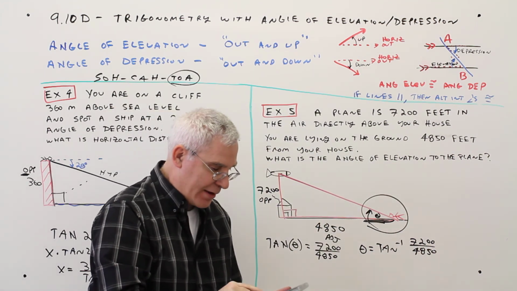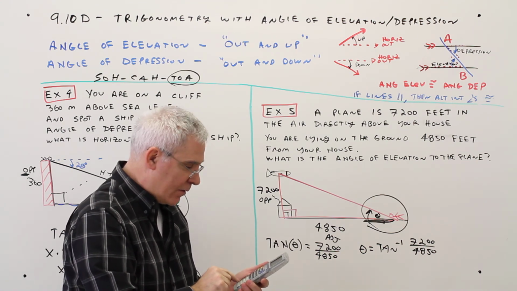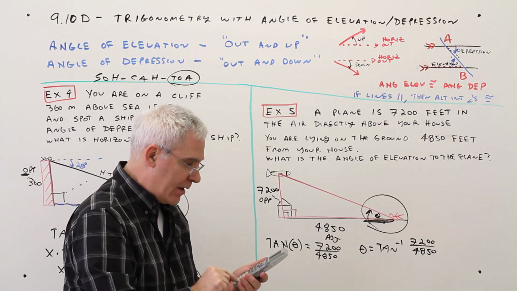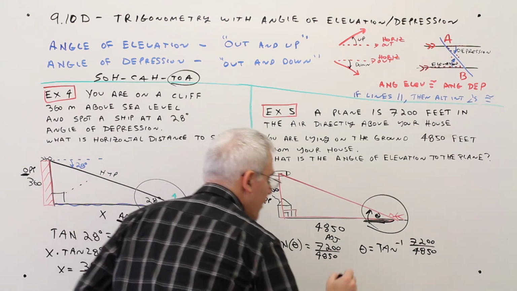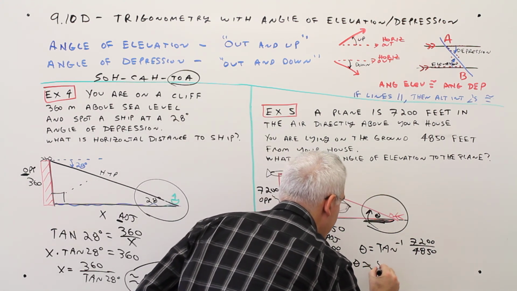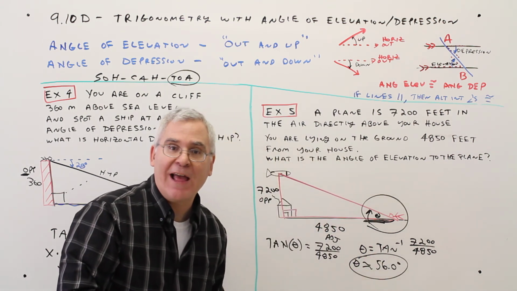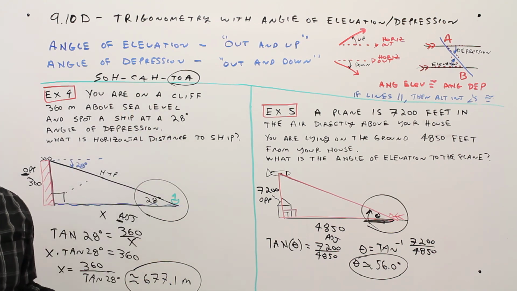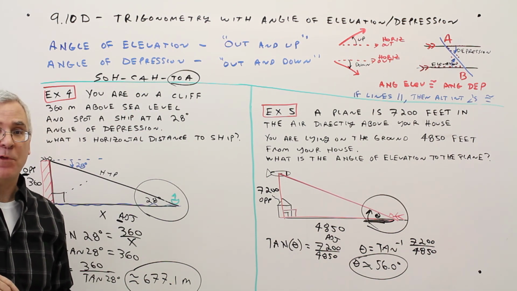I'll just put that in my calculator. Second tangent inverse, 7,200 divided by 4,850. And I get about 56.0 degrees. So theta is about 56.0 degrees. Again, I round to the nearest tenth unless otherwise specified. So there you have it. Angle of elevation, angle of depression used with trigonometry.